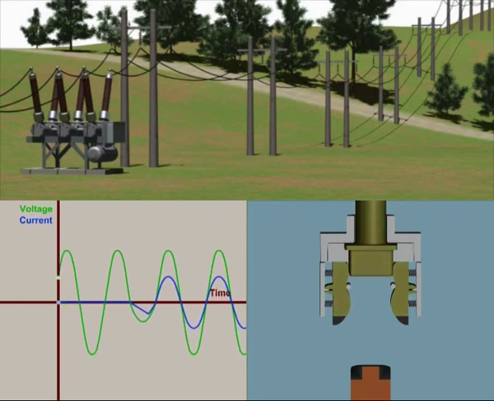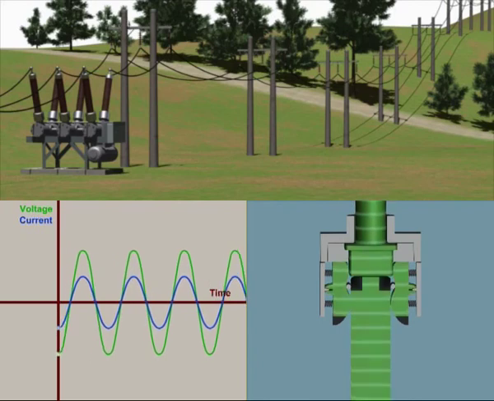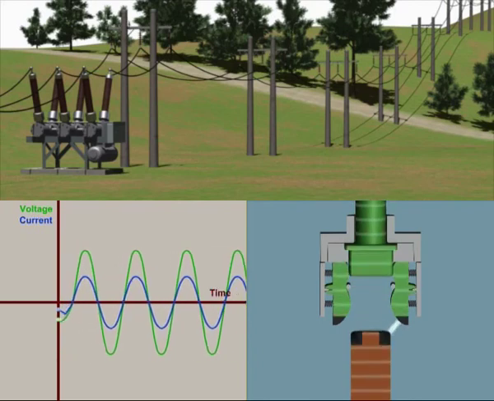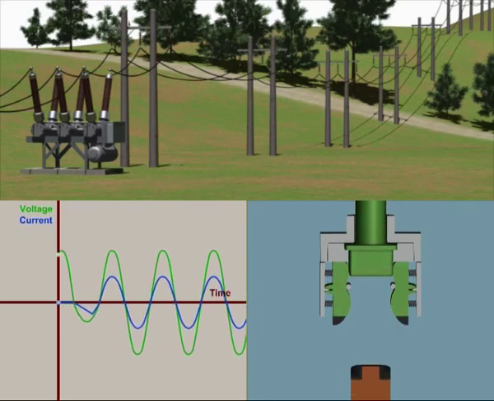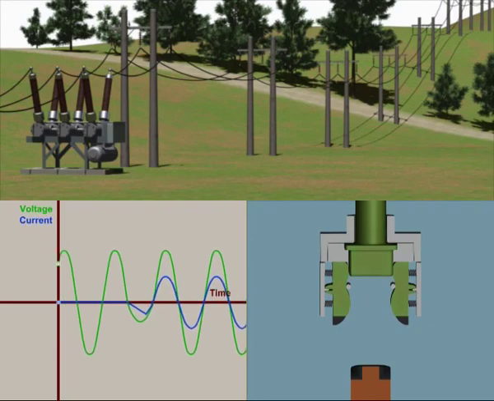Here's the current interruption again, without the pauses. After the circuit's broken, the voltage of the supply side contact returns to the supply voltage.